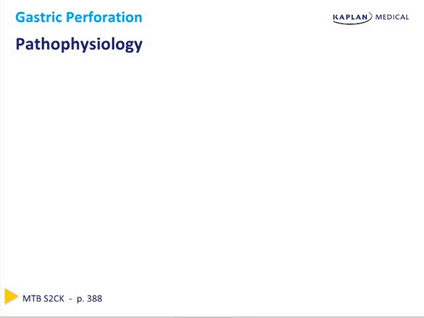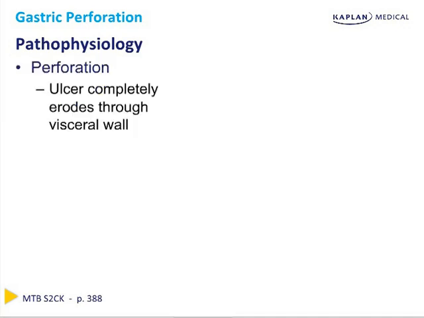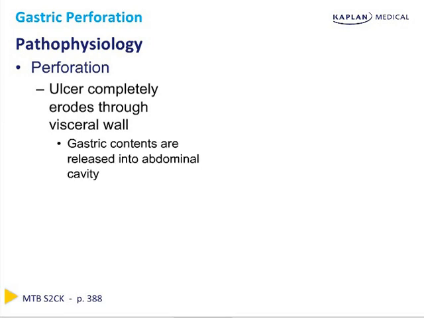As discussed in the case, there are two concerning complications of peptic ulcer disease that appear over and over on the Step 2 CK exam. The first is gastric perforation, in which an ulcer becomes so deep that the stomach acid is actually capable of eroding all the way through the outer layers of the stomach wall. This allows the stomach contents, such as partially digested food, bacteria, and acid, into the abdominal cavity, which leads to subsequent inflammation of peritoneal structures.